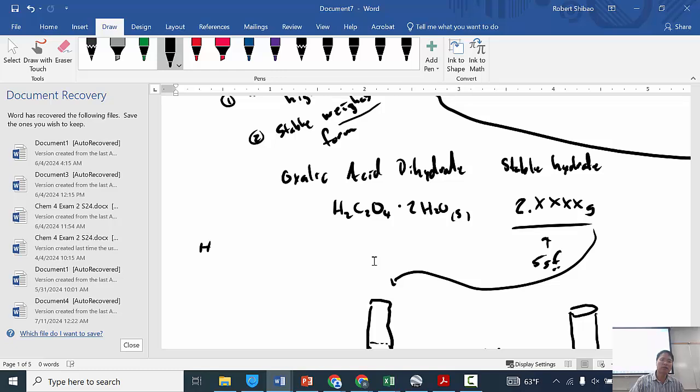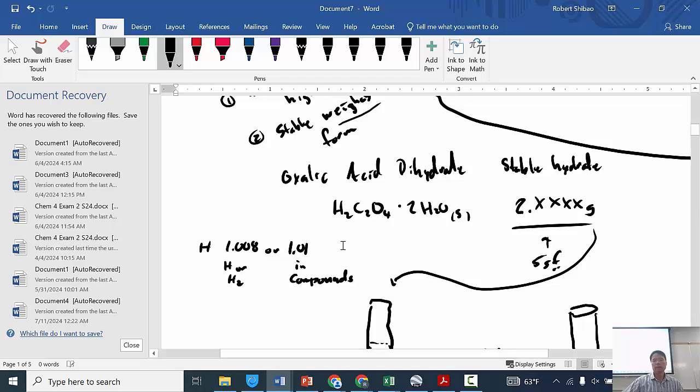Hydrogen, what's the molar mass of hydrogen? 1.008 or 1.01 in compounds. In elemental form, either as atoms or H2, I use 1.008. I use 1.01 in compounds. Carbon.